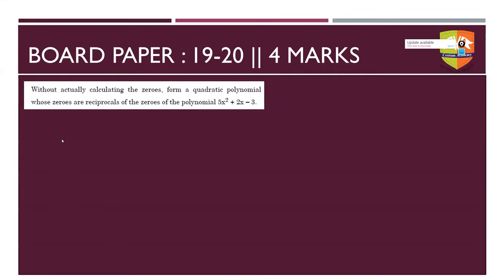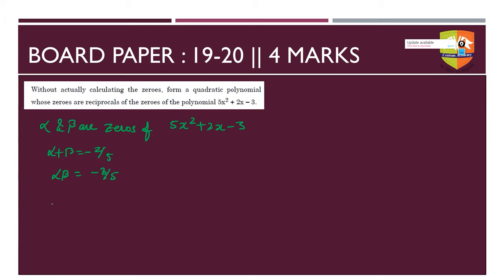Without actually calculating the zeros, form a quadratic polynomial whose zeros are similar to the previous one. So they have some liking for reciprocal roots. So let's say alpha and beta are zeros of 5x square plus 2x minus 3. So my dear friends, alpha plus beta is going to be minus 2 by 5, and alpha beta is going to be minus 3 upon 5. Now, hence, what will happen? What do you need to find out?